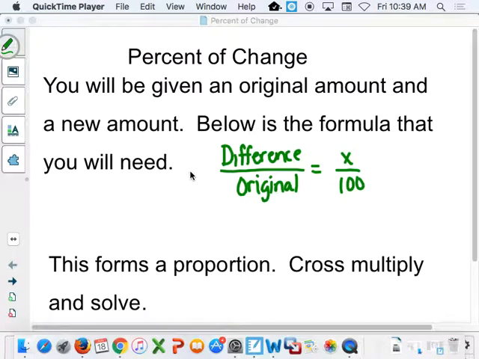Okay, we're going to be talking about percent of change today. So if you'll do me a favor and go ahead and get these notes written down, and then we'll go ahead and talk about it. So if you need to, pause the video.